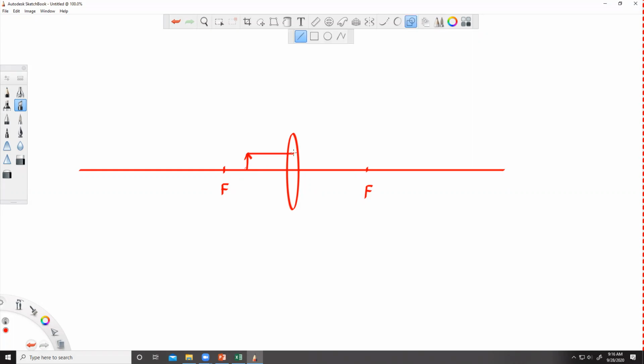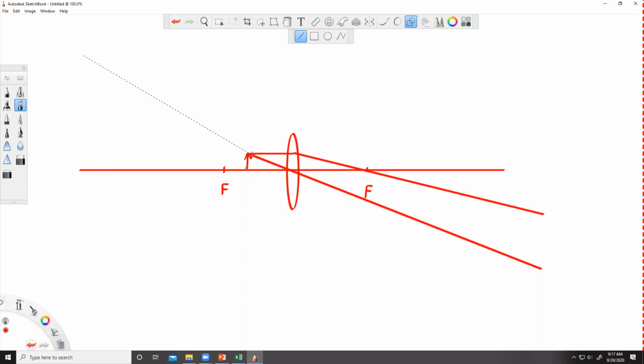Okay, you pass it through the focal point. Another one goes straight like that without bending. So these are diverging on this side, you need to produce them backwards. So you need to draw them just straight. Looks they are straight. And then you draw this one also straight.